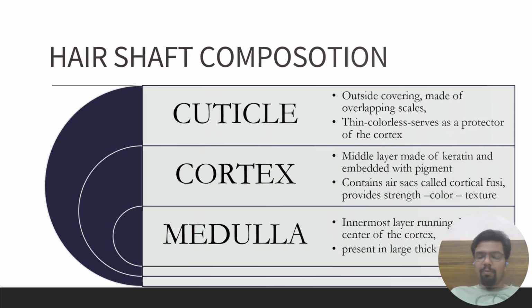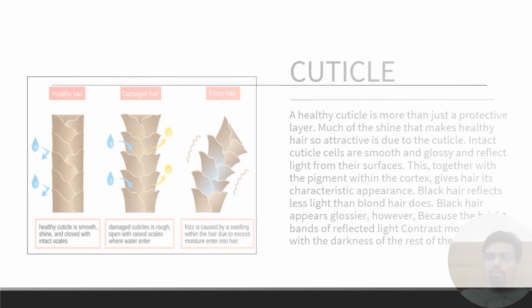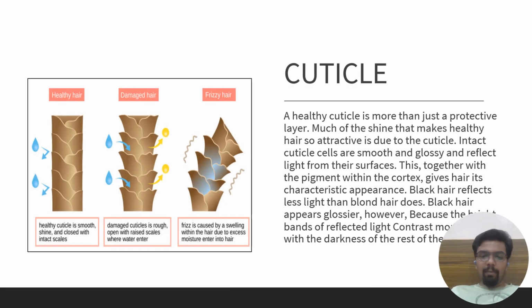So now we will talk about the cuticle. Basically a healthy cuticle is more than just a protective layer. Much of the shine of the hair comes from the healthy cuticle. Intact cuticle cells are smooth and glossy.